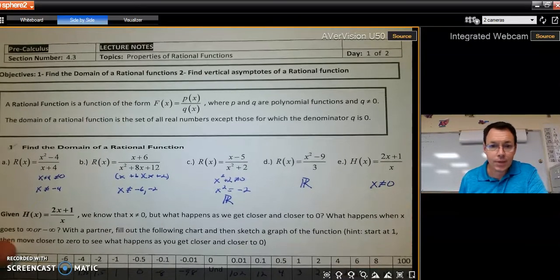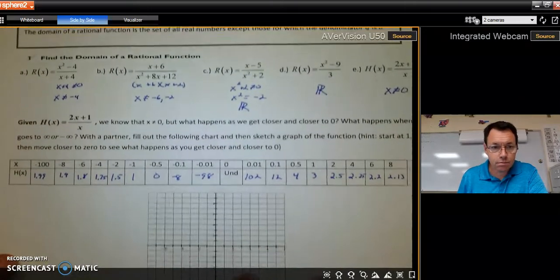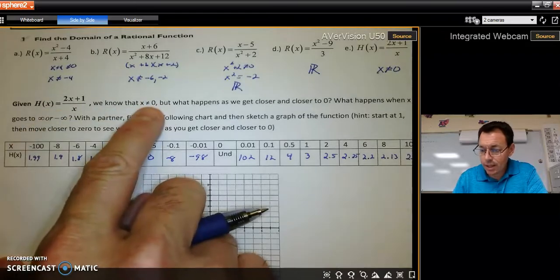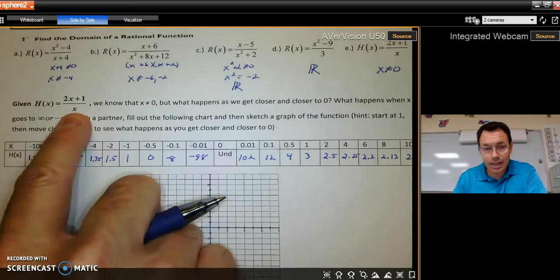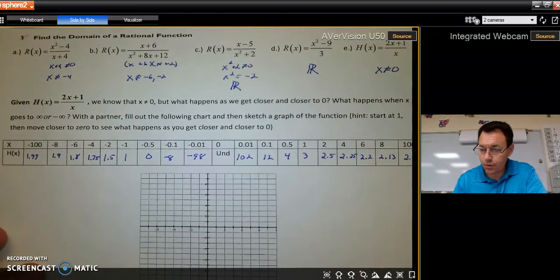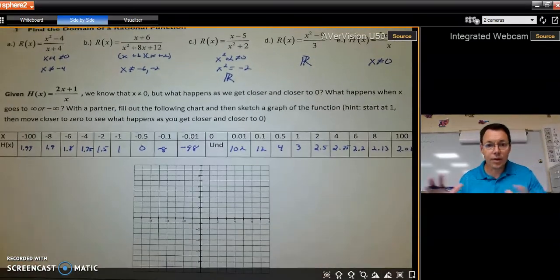Okay, now, given the function we just took a look at, I said that x cannot equal 0. So we know that that's something we're not allowed to put into the function. But what about all the other numbers? What happens when you get super close to 0? And what happens when you get really far away from 0? What's happening to this graph?